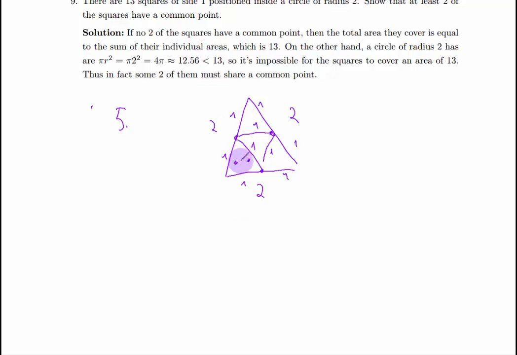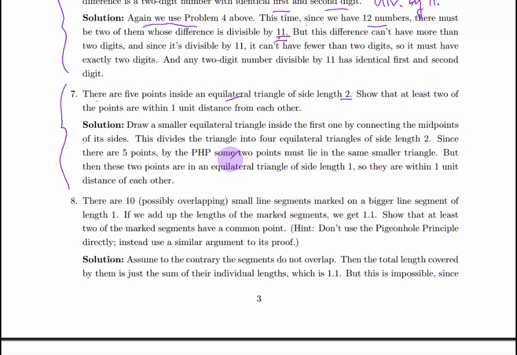Well, so we must have 2 points in one triangle. So how far apart could they be? Well, if you draw any point in this triangle, and you draw a circle of radius 1 around that point, it's going to contain the entire triangle. For instance, if I start here and I draw a circle of radius 1, it's going to contain all the points in the triangle. What does that mean? That means that every point in the triangle is within a distance 1 of any other point of the triangle. Okay, so if I have 2 points in the triangle, they're within a distance 1 of each other.